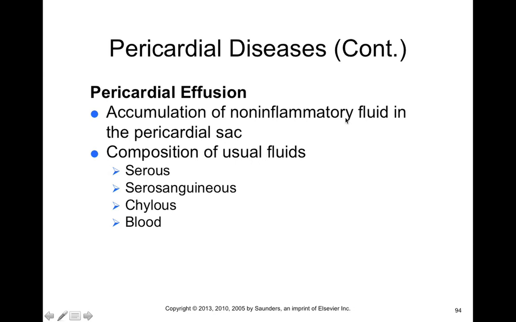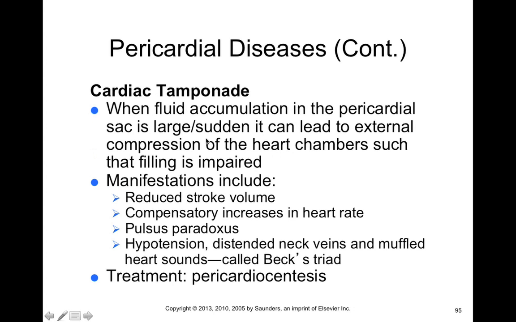Now, it's non-inflammatory, so these effusions won't cause inflammation of the pericardial sac, but an excessive amount of effusion can lead to what we call cardiac tamponade. Now, cardiac tamponade is where you have fluid accumulation in the pericardial sac, and this can lead to such external compression that the heart chambers can't fill normally. So filling is impaired due to an excessive increase in external compression on the heart from fluid accumulation.